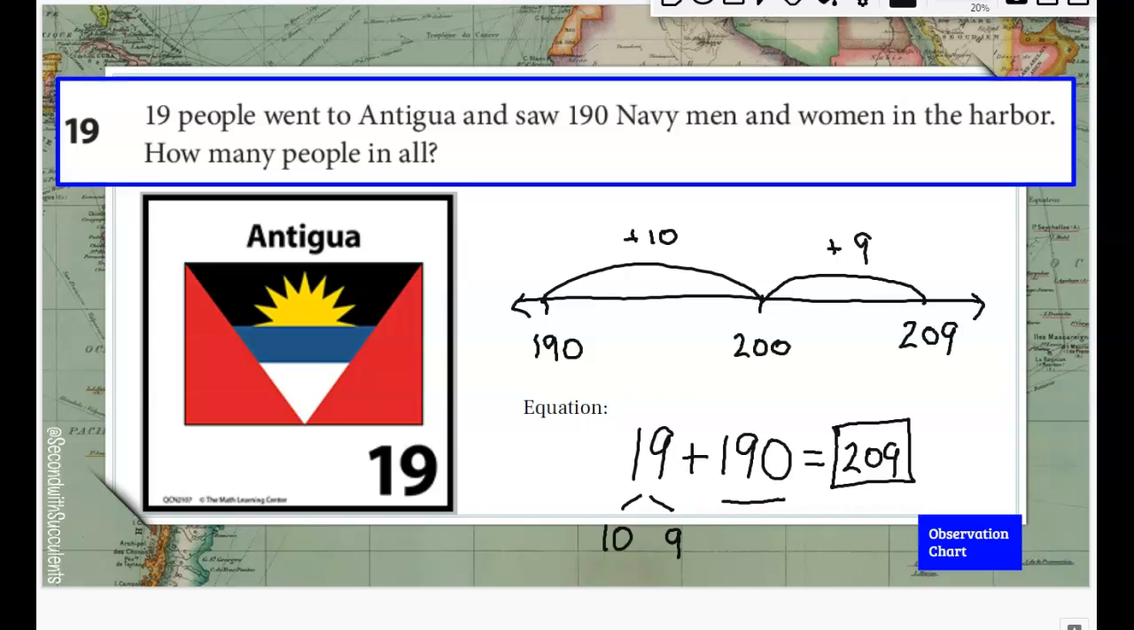You may have solved this problem using a different strategy. You could have drawn a picture. Maybe you did some adding in your head. If you got to the right answer, that's good thinking. If not, and you added it in your head, I would write down a strategy to make sure you got the right answer. Let's move on to the next one.